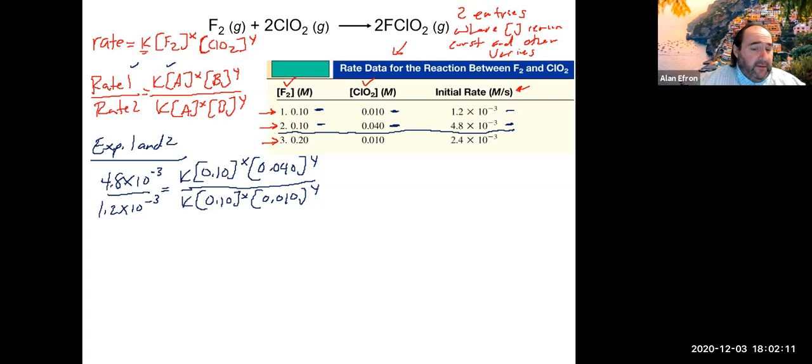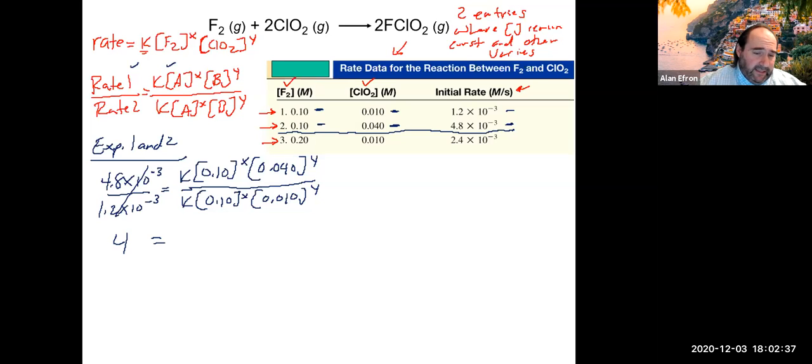So now what we're going to do is the math. So if I take 4.8 times 10 to the minus 3 and I divide it by 1.2 times 10 to the minus 3, that should give me a 4 in this case. Coming to the other side, the K on top is the rate constant. The K on the bottom is also the rate constant. And since the name is called rate constant, I would assume that both of those values are the same number.